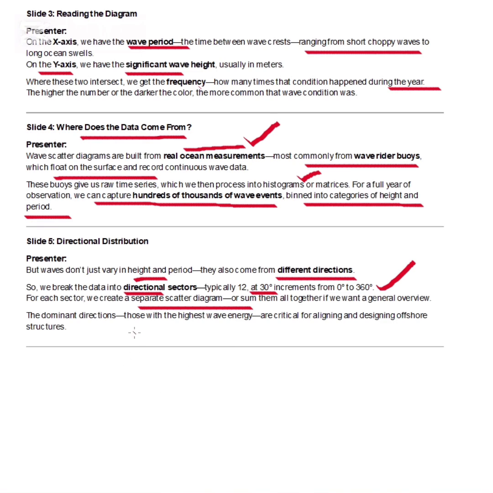The dominant directions, those with the highest wave energy, are critical for aligning and designing offshore structures. So from the scatter data we come to know the waves with the highest wave energy, so we can align the structure. The orientation of the platform depends on this highest wave energy. We should not put the structure obstructing these wave occurrences. We should be aligned with that, and we can orient the platform like that.